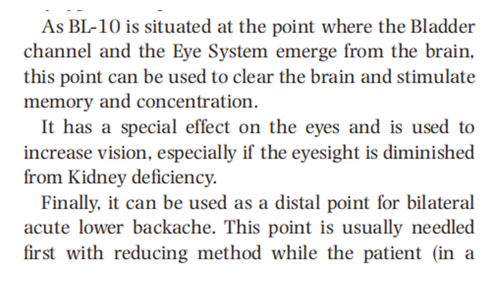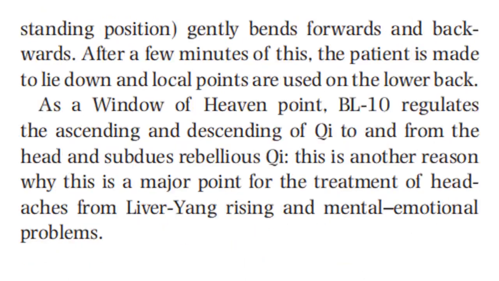This point is usually needled first with reducing method, while the patient in a standing position gently bends forward and backwards. After a few minutes of this, the patient is made to lie down and local points are used on the lower back. As a window of heaven point, bladder 10 can regulate the ascending and descending of qi to and from the head and subdues rebellious qi.